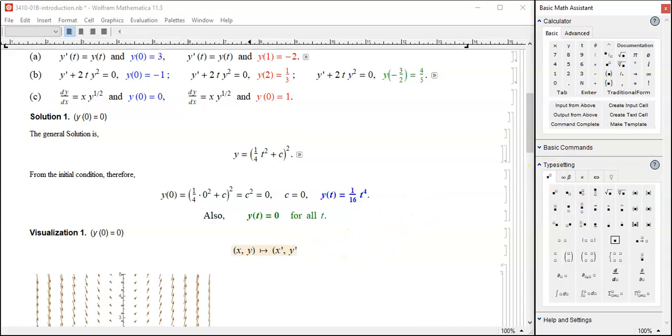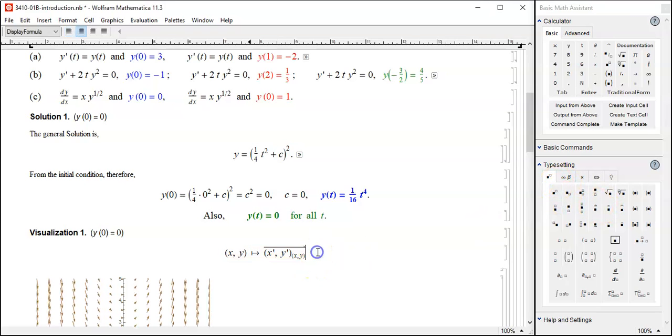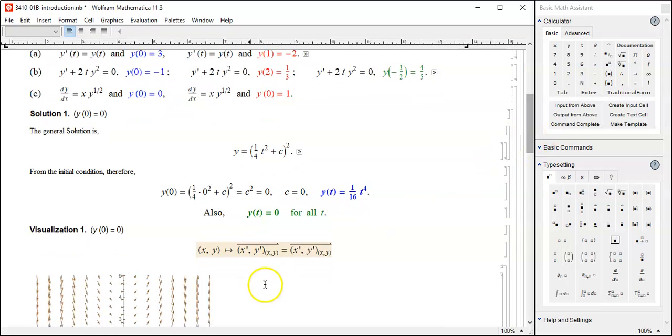X prime, y prime positioned at x, y. And what is this vector? What is this vector? Okay, x prime, this time x prime and x and t can be different, so let's keep it at x prime. Okay. And then let's see, what is y prime here?